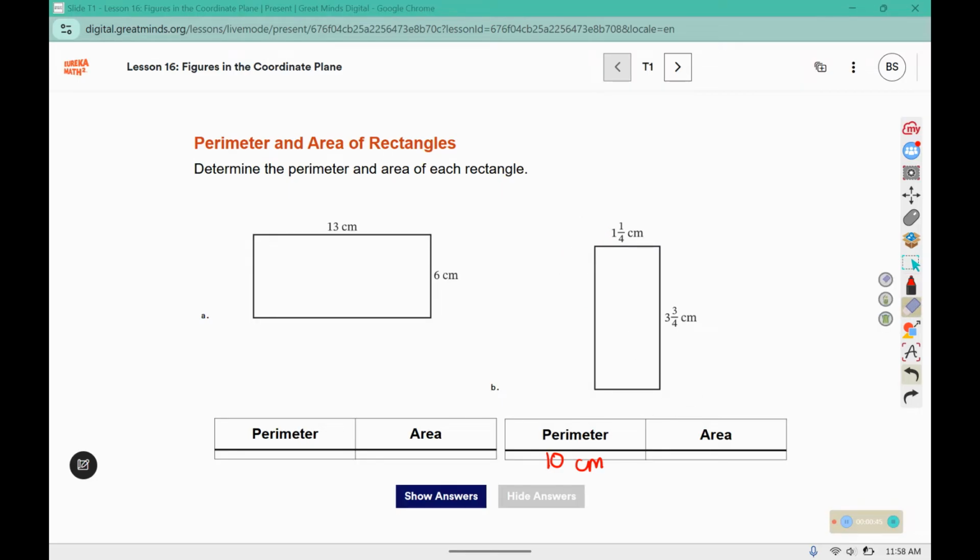To find the area, we multiply the base and the height together. It's going to be easier if we change them to improper fractions. So 1 times 4 is 4, plus 1 more makes 5. 3 times 4 is 12, plus 3 is 15.